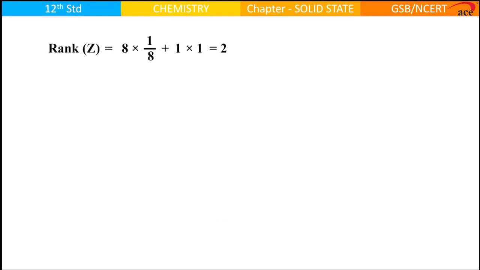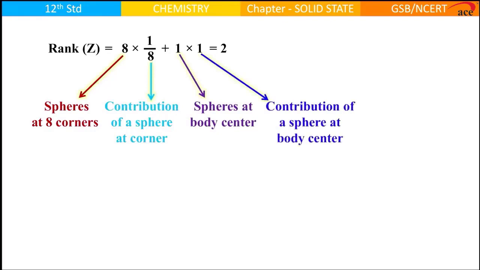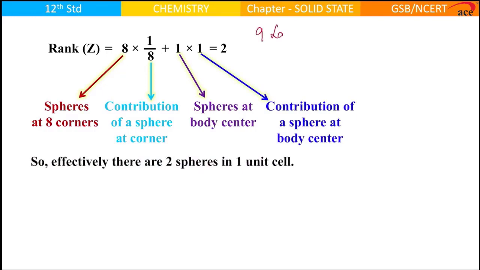Rank for BCC: there are 8 spheres at 8 corners, and each corner has a contribution of 1/8. One sphere is present at the body center, and its contribution is 1. So if you add all, rank is 2. We say there are 9 lattice points, because there are 8 corners and 1 body center. So 9 lattice points, but rank is 2. So the effective number of spheres is 2.